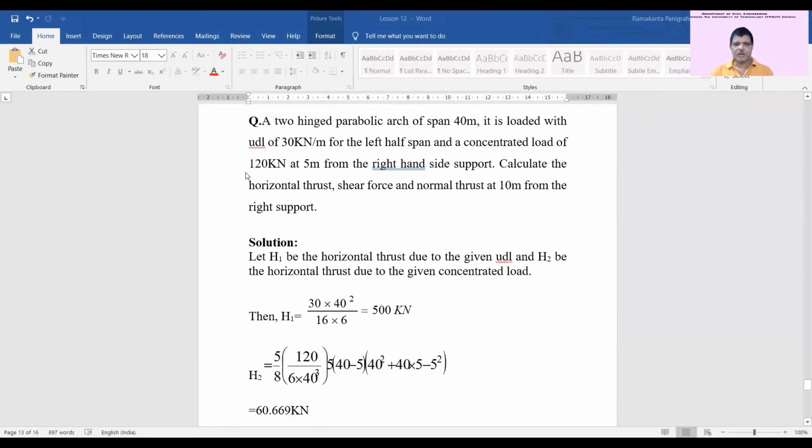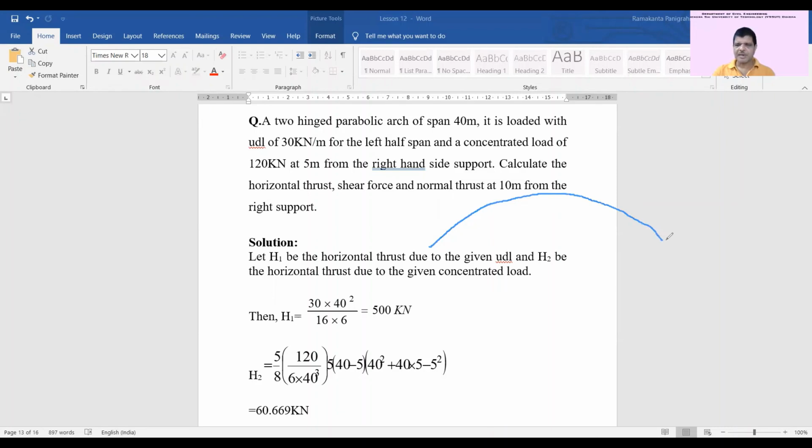Now here it is given a 2-hinged parabolic arch, 40 meter. It is loaded with 30 kilonewton per meter for the left half of the span, and a concentrated load of 120 kilonewton at 5 meter from the right hand side. So if you draw this figure, how does it look? Now you have a 2-hinged parabolic arch.